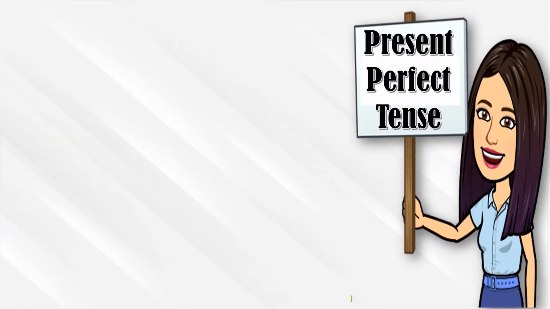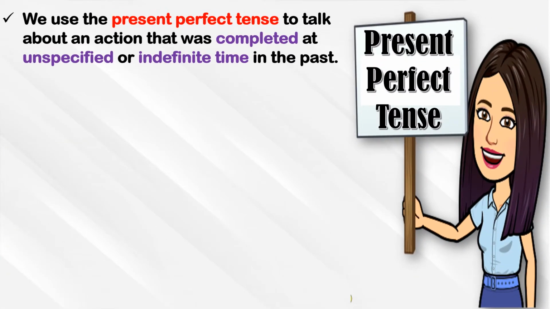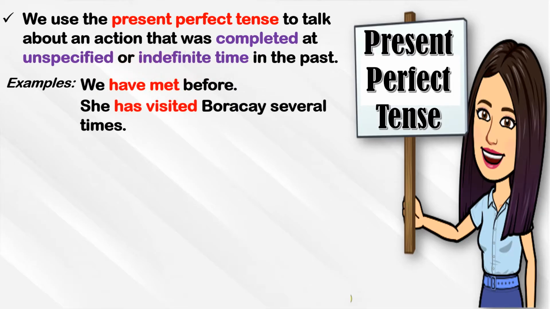Present perfect tense. We use the present perfect tense to talk about an action that was completed at an unspecified or indefinite time in the past. Examples: We have met before. She has visited Boracay several times.